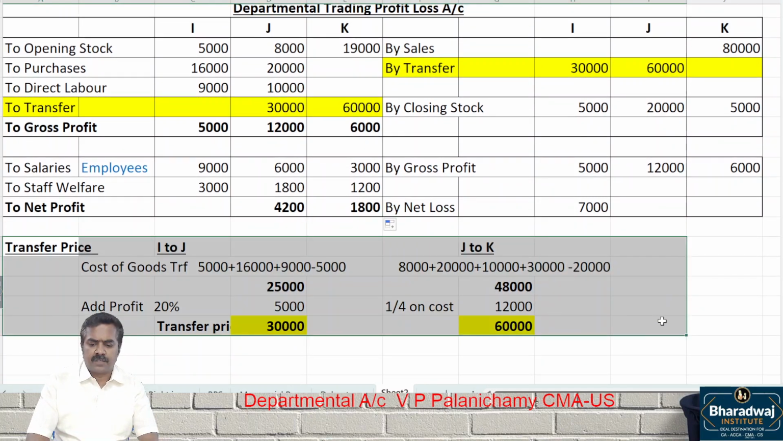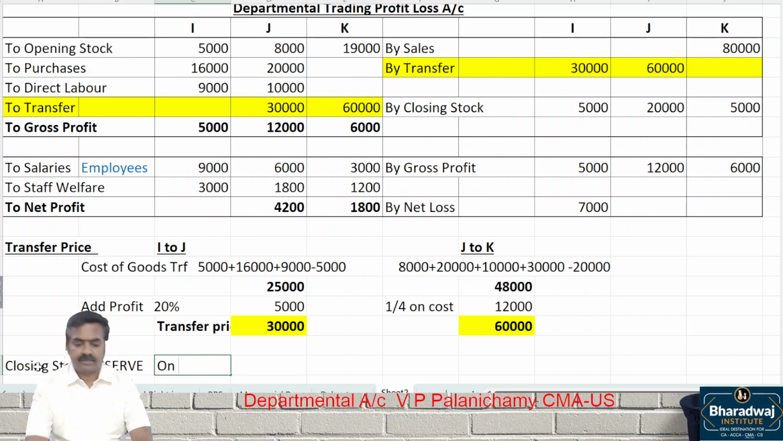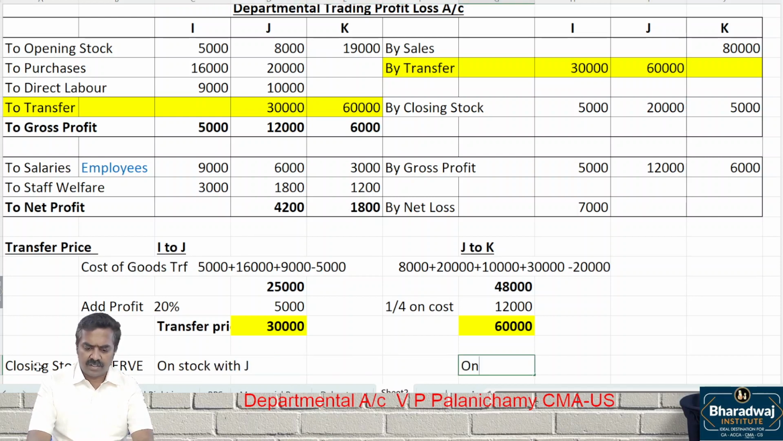Opening stock reserve is given to us. Try to find out the closing stock reserve. Closing stock reserve. Stock with which one? Which one will be at loaded price? J. And stock with K.